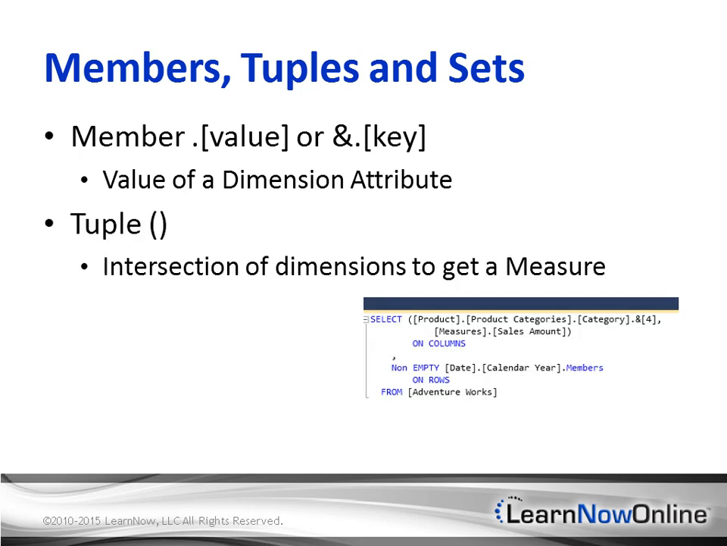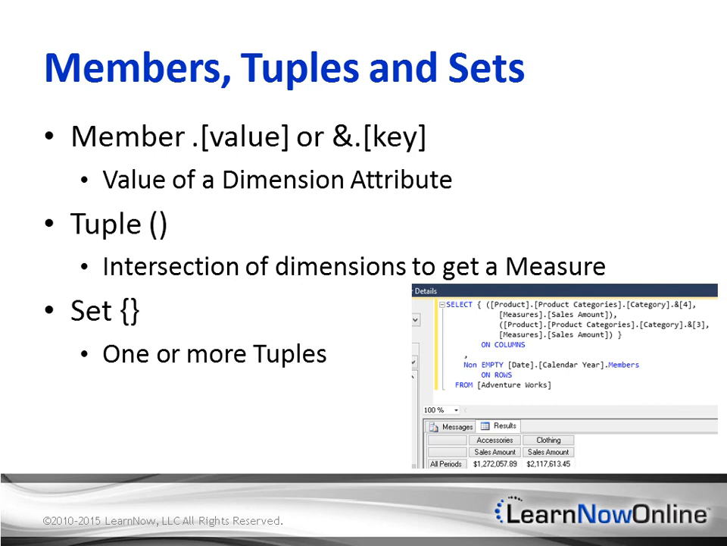Once you have a member in place in a row or column, you can intersect with a measure name and create what's called a tuple. This is the intersection of the member and measure value, and that measure value is usually an aggregate like a sum or a count. Here in the example to the right, you see in the columns we have sales amount, where in the rows we look at the non-empty values of calendar year dot members. The members function will return all values of that intersection for calendar year that don't have empty values for sales amount.